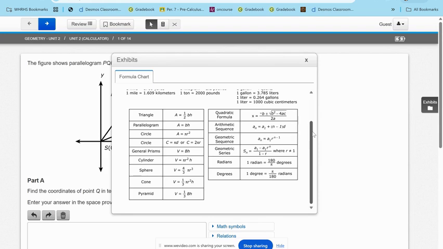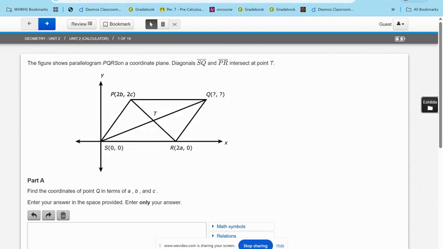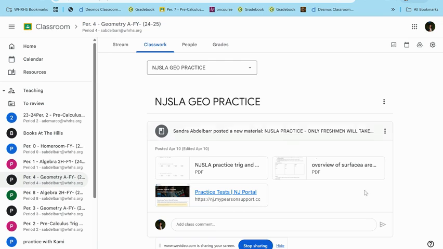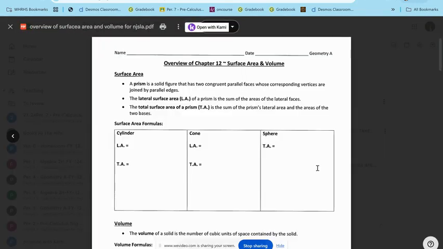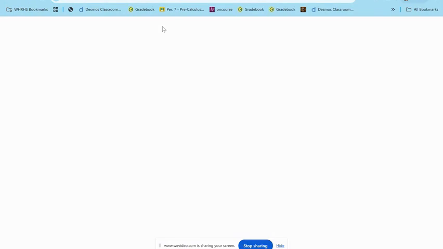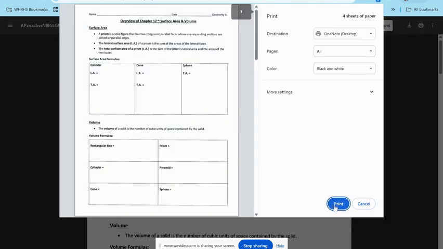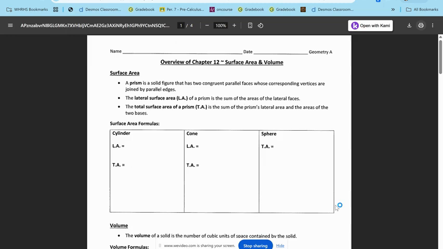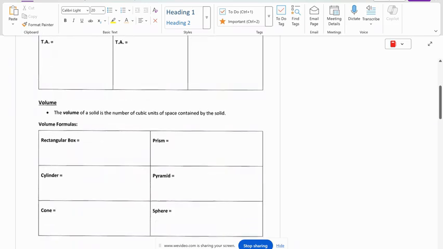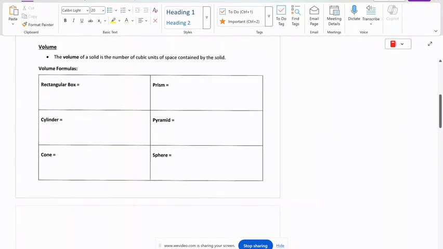Okay, so now what I want to do is go back to Classroom. And I want to go here where it says overview of surface area and volume. And I'm happy to say that we've already done all of the surface area, right? We've gone over all those formulas. You know how to use them, so that's great. What we didn't get to is volume. So that's what I want to explain to you now, how to find the different volumes. So scroll down to where it says volume.